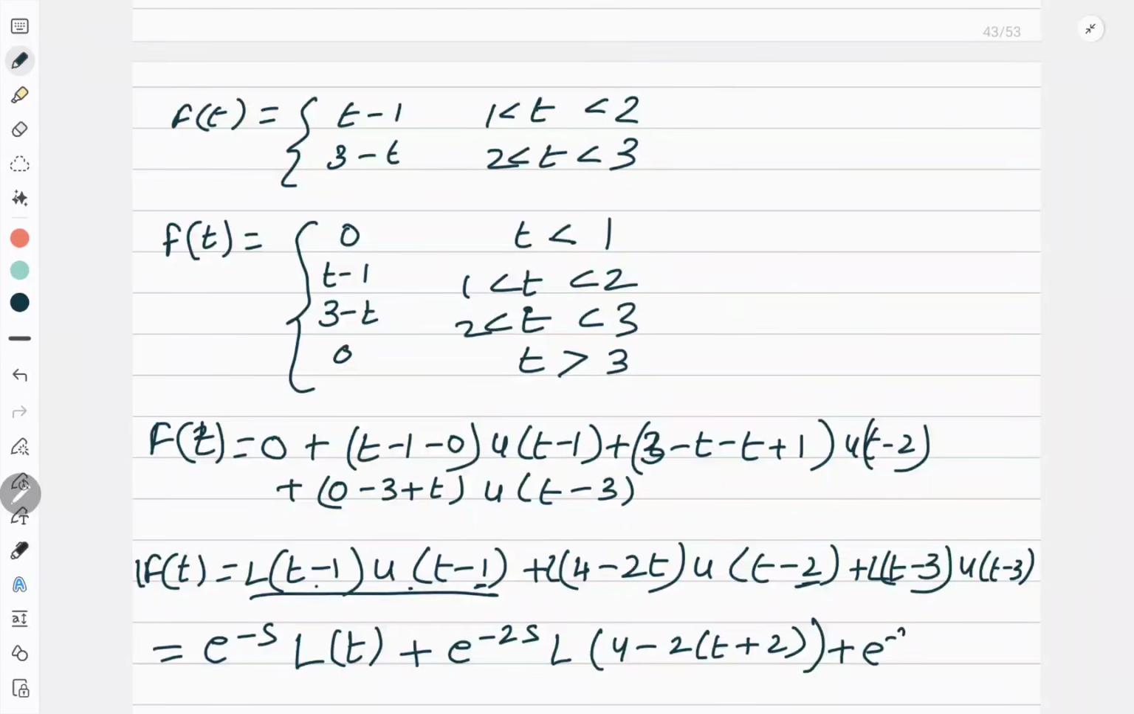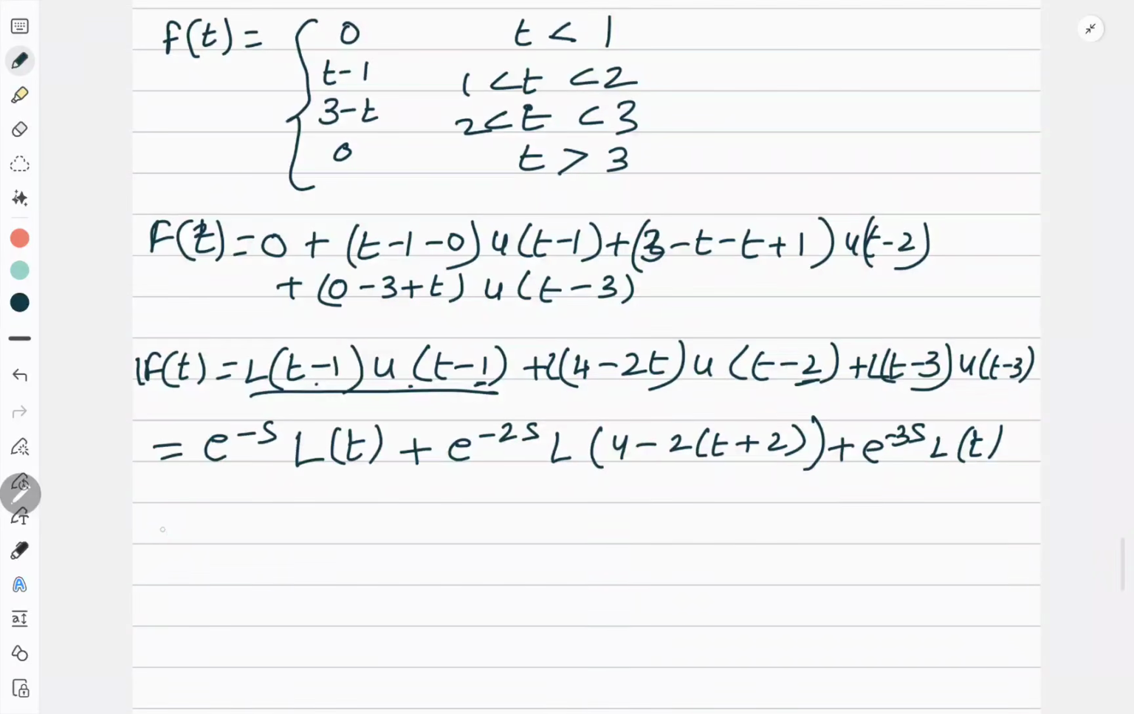Plus e to the power minus 3s. And Laplace of t plus 3 minus 3 means t. Okay, so next step, e to the power minus s. Laplace of t is 1 by s square.